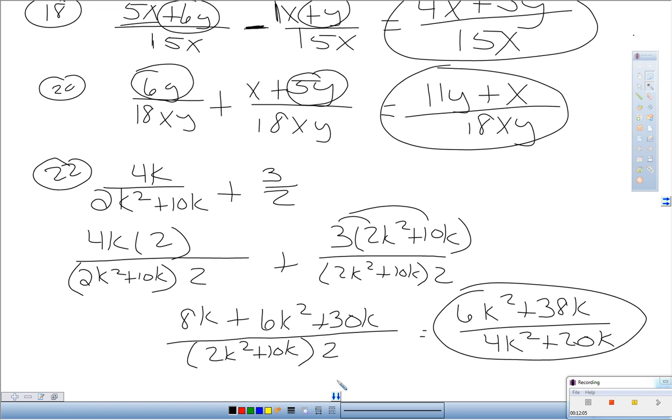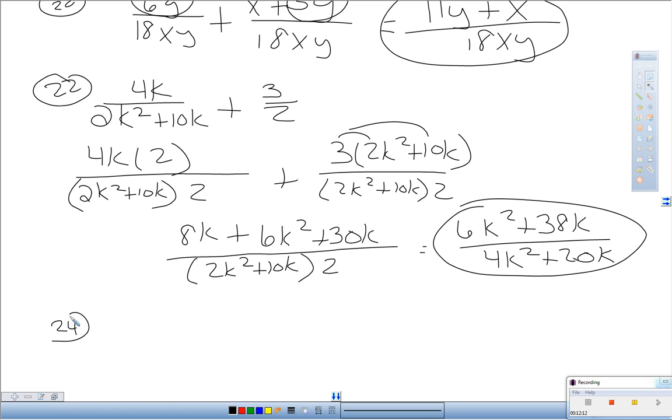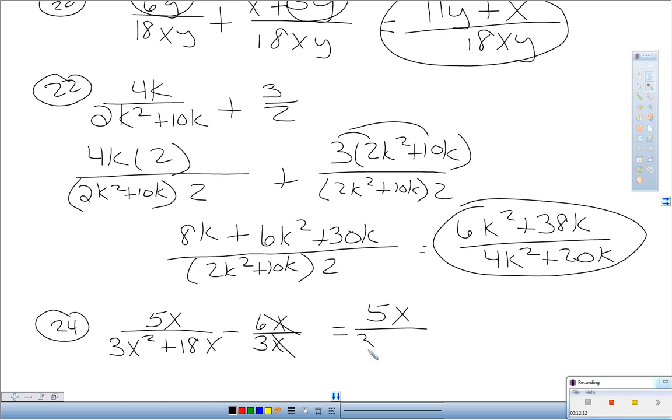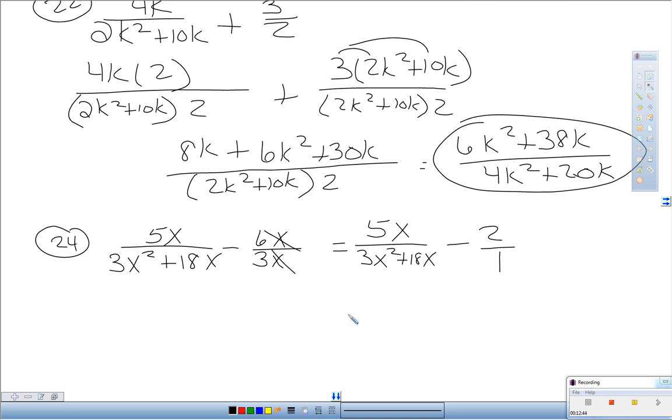All right, for 24, it wanted you to subtract, but you're going to do it the same way. So you've got 5x over 3x² + 18x minus 6x over 3x. If you notice, in 6x over 3x, the x's cross out, and what's 6 divided by 3? It's just going to be 2. So I get 5x over 3x² + 18x minus 2. If I subtract these, I'm going to put a 1 under there so I can get a common denominator. My common denominator would just be 3x² + 18x, because this is just a 1.